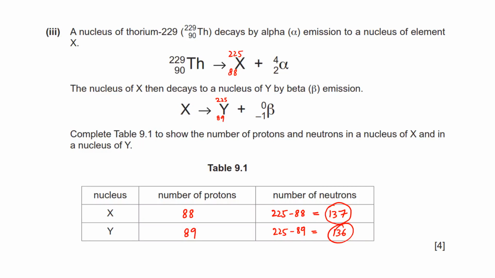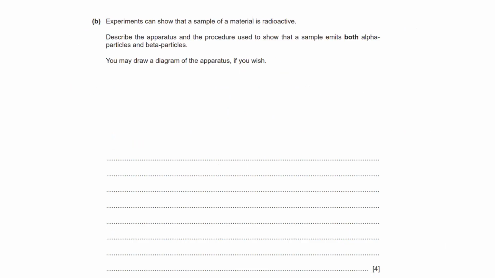Pretty easy though. So moving ahead, in part B, it says experiments can show that a sample of material is radioactive. Describe the apparatus and the procedure used to show that a sample emits both alpha and beta particles. So we are concerned with beta and alpha particles. You may draw a diagram of the apparatus if you wish.